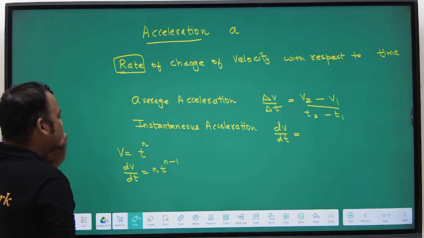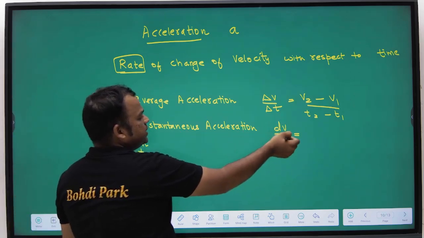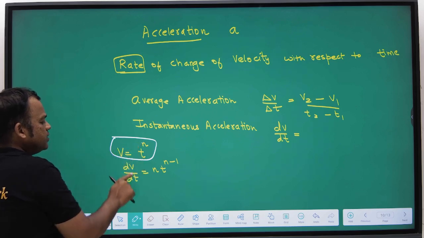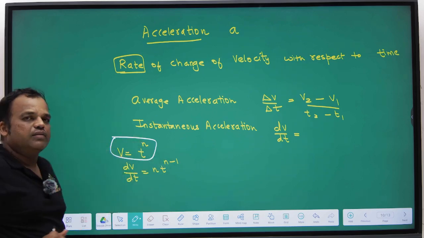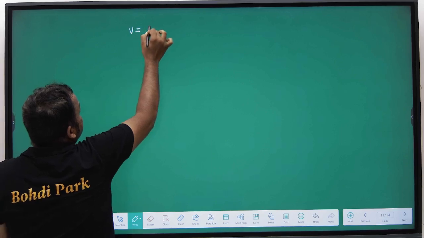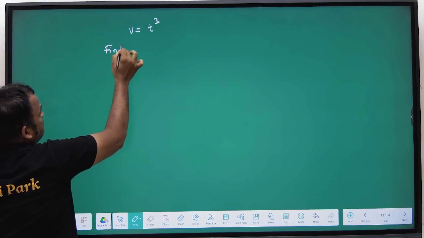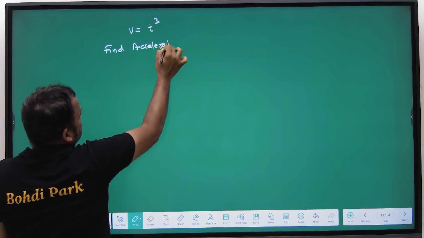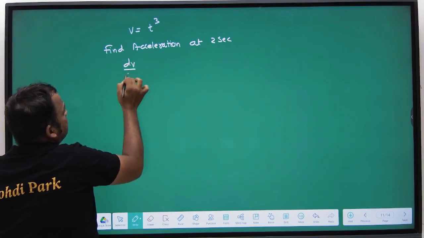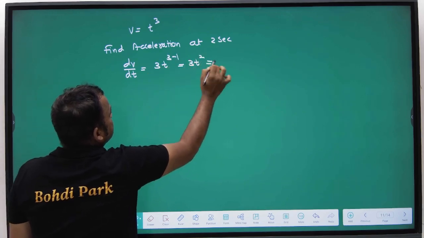Let's do instantaneous acceleration. So first we'll see the formula for instantaneous acceleration. It is dv by dt. Now you have to calculate dv by dt. We will observe if v is t raised to n, so dv by dt will be n t raised to n minus 1. Suppose v is given as t cube. Find acceleration at 2 seconds. So we will apply the formula. dv by dt will be 3t raised to 3 minus 1. So this is 3t square.